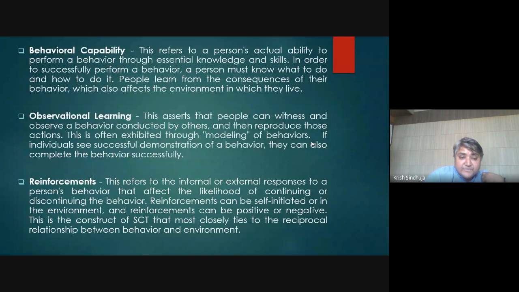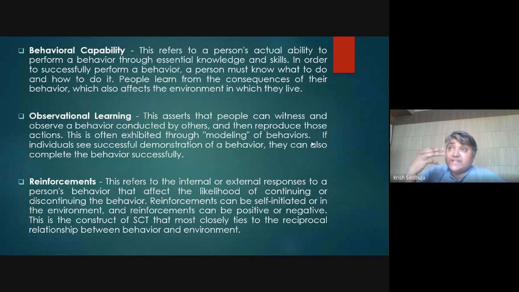Coming to reinforcement, we looked at the third construct of social learning theory: behavioral capability second, observational learning through modeling, that is the third construct. And the fourth one is reinforcement. Reinforcement means that whether you do a social observation or you want to model, there could be something positively connected to it. That connection we can put in terms of reinforcement at two levels: internal and external response to a particular behavior that affects whether he is likely to continue, model, or discontinue that behavior.